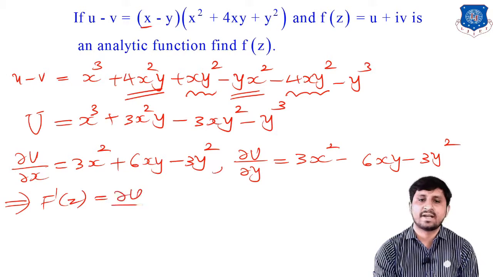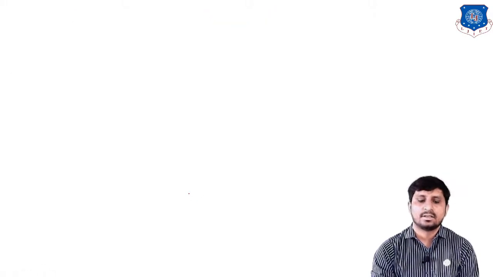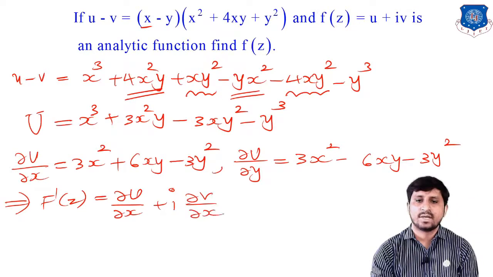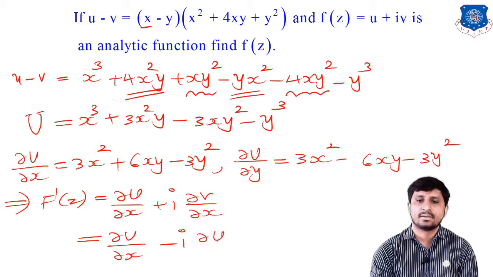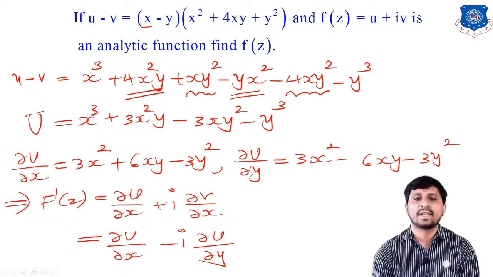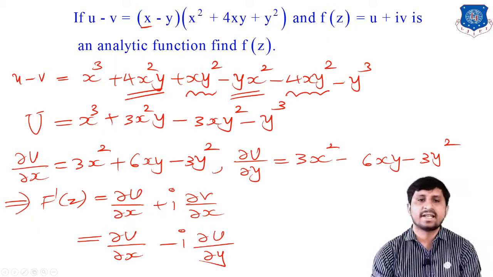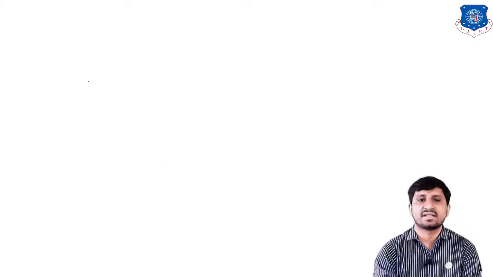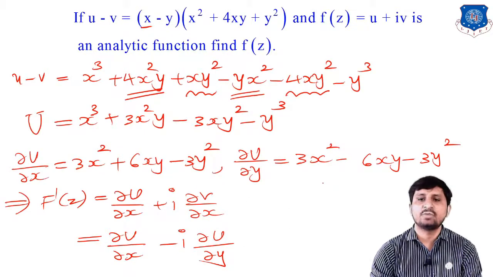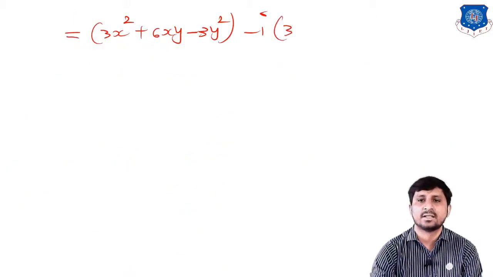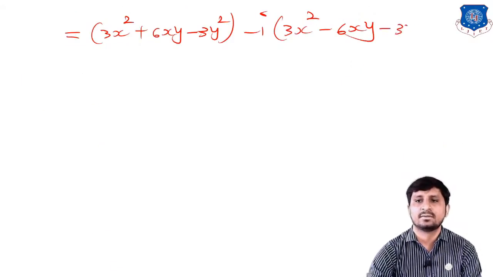That is del u by del x plus i del v by del x. But instead of del v by del x, I can write minus del u by del y. So del u by del x, that is 3x square plus 6xy minus 3y square. So that can be written as 3x square plus 6xy minus 3y square and minus i del u by del y, that is 3x square minus 6xy and minus 3y square.